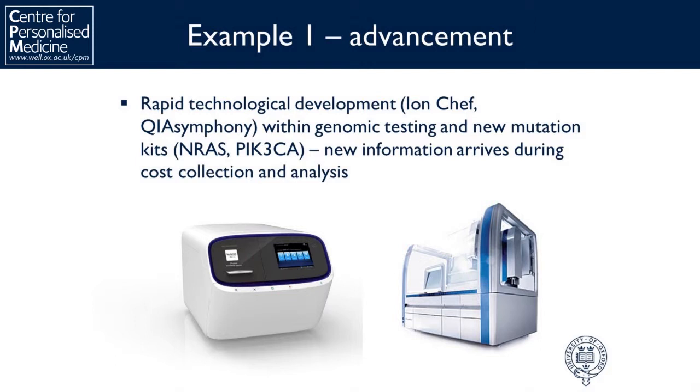There's also a robot available that could automate further activities and could reduce error rates, and that could change the cost you've estimated as well. In addition, there were 2 new mutation kits that became available, which were NRAS and PIK3CA. These were by Roche, and NRAS testing was costed at £87 per sample, and PIK3CA at £239 per sample. And these were accounted for in the sensitivity analysis.